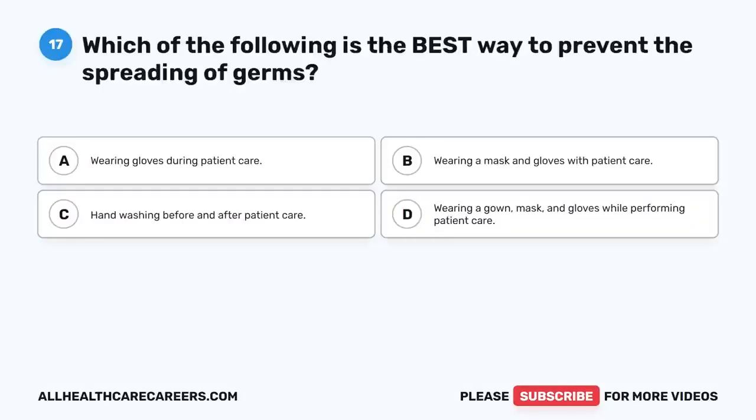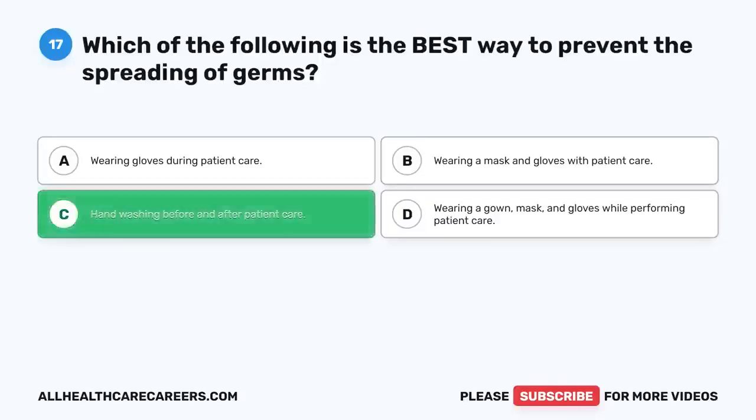Question 17. Which of the following is the best way to prevent the spreading of germs? A. Wearing gloves during patient care. B. Wearing a mask and gloves with patient care. C. Hand washing before and after patient care. D. Wearing a gown, mask, and gloves while performing patient care. The correct answer is C. Hand washing before and after patient care.